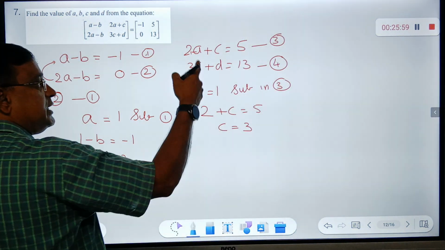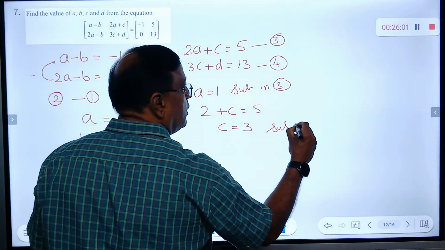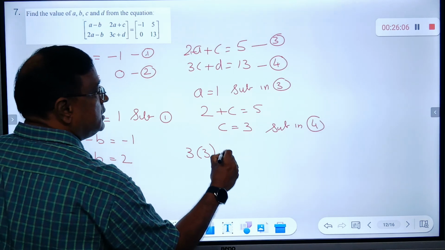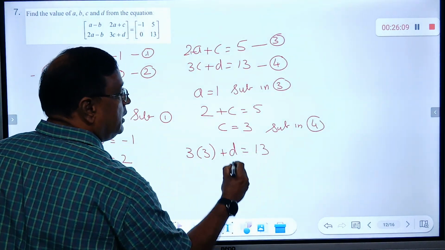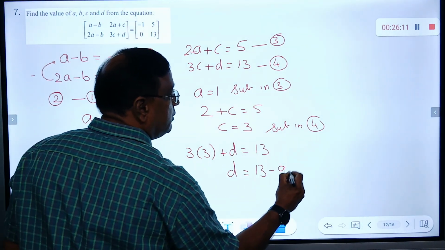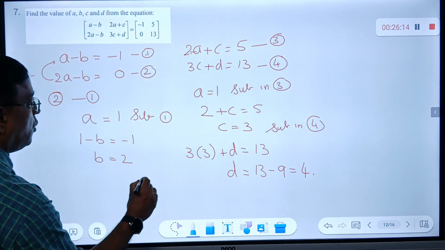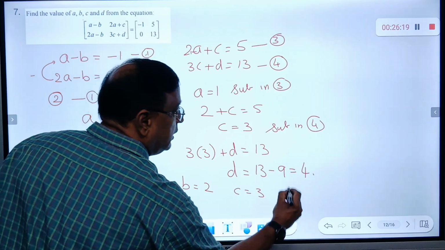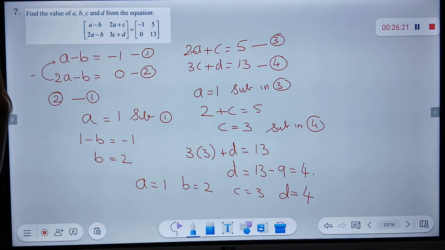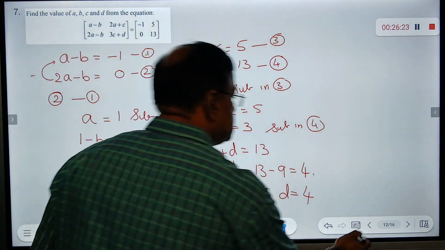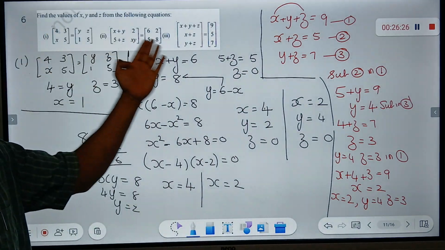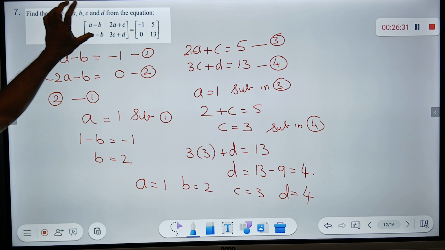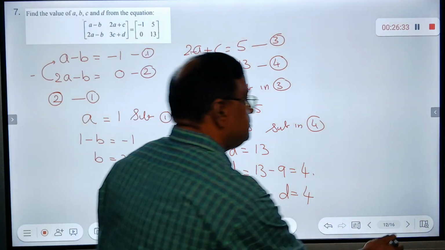Now that you got c, substitute in 4. What do you get? 3 into 3 plus d equal to 13. So what is d equal to? 13 minus 9, which is 4. So you have got all the values: a is 1, b is 2, c is 3 and d is 4. So we have solved question number 7. Very, very simple, just like the previous question. Here it is a little bit more complicated, where you have to use class 10th linear equations and solve them.